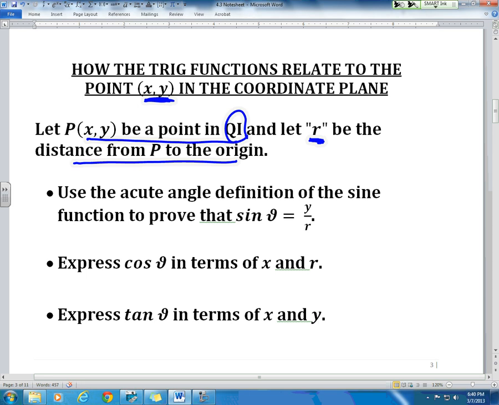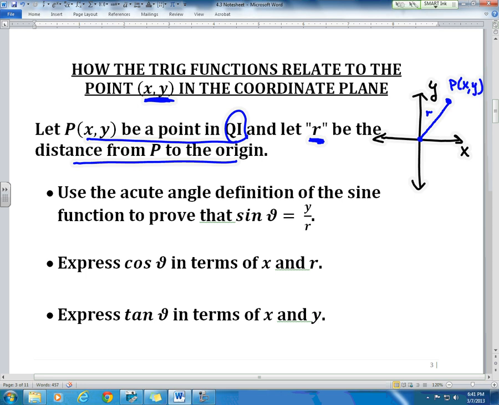P is a point in quadrant 1. So I've got to draw a coordinate plane, and I want you to do the same in your notes. Here's point P, in quadrant 1, and let R be the distance from P out to the origin. So that means that from the origin out to point P, this is R. So it's the distance between the origin and point P. Remember, point P holds the coordinates x comma y.